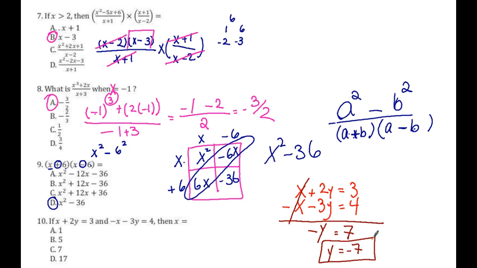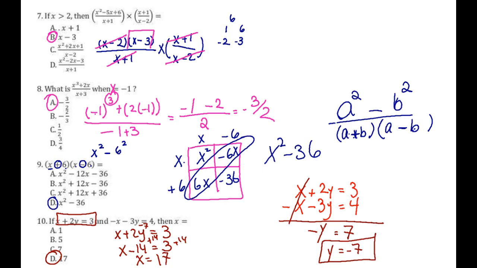Now I can go back in and plug in negative 7 for y to find x. So I'll use this first equation, which is x plus 2y equals 3. I'll plug in negative 7 for y. So x minus 14 equals 3. So x equals, I'll add 14 to both sides, inverse operations. So x equals 17, which is D.